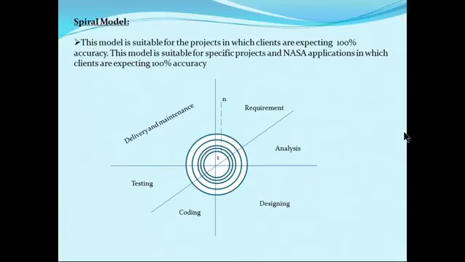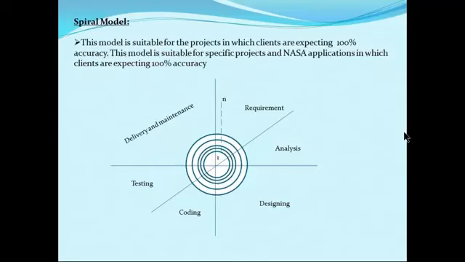Then this model is suitable for specific projects like NASA applications: NASA, satellites, rockets launching and all that. We want 100% accuracy, right? Otherwise, we cannot launch the rockets or we cannot succeed in it. In that situation, this spiral model will come into the picture.